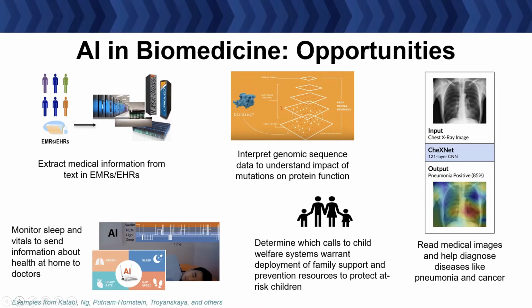Here are some areas that AI is also making impact in that you may not know. For example, monitoring sleep or vital signs and giving early warning detection to doctors and nurses, or determining from phone calls which children might warrant family support. So some prevention for a child at risk. So these are just a few of the funded activities that NIH is currently engaged in with AI.